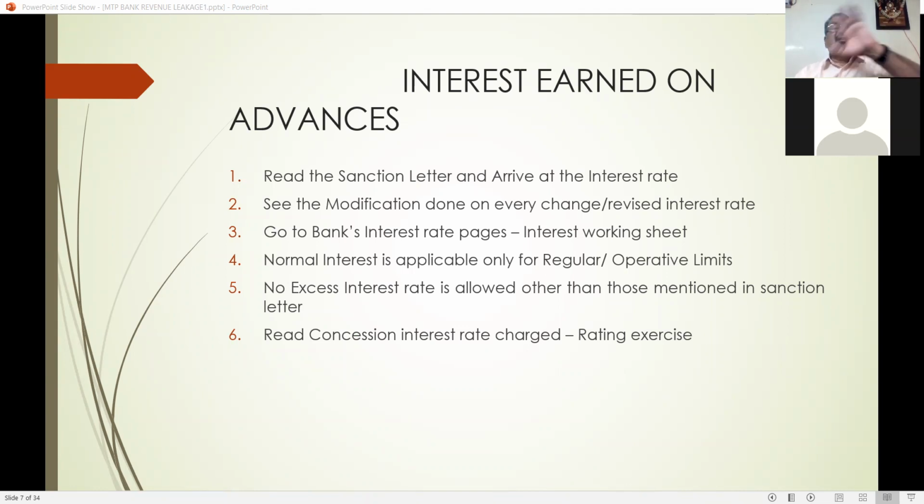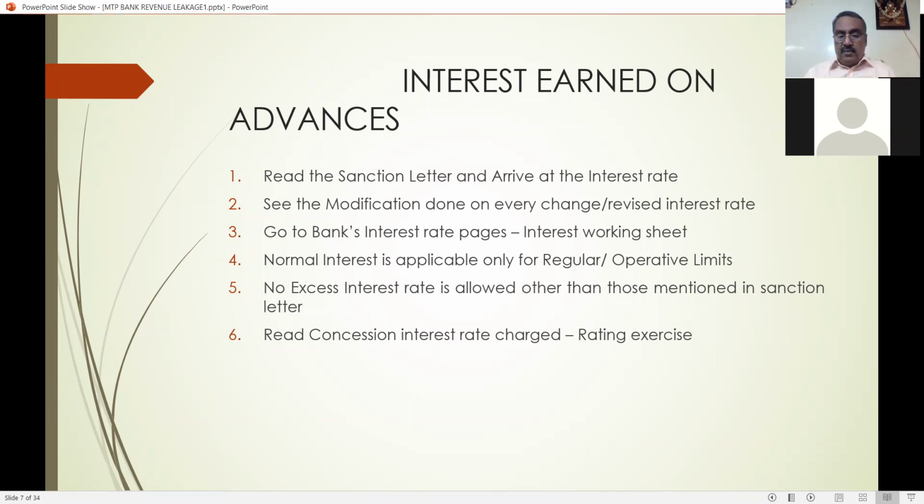This is a concession interest rate. For this, they have to do some rating exercise, and based on that they give the interest rate concession. The head office has given a letter to the branch manager. So you have to ask for that letter and read it. That is the concession interest rate letter. You have to verify.